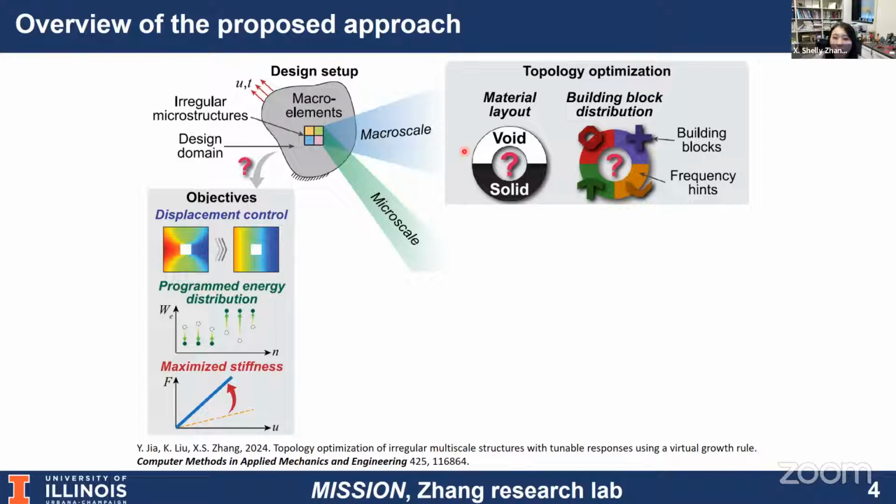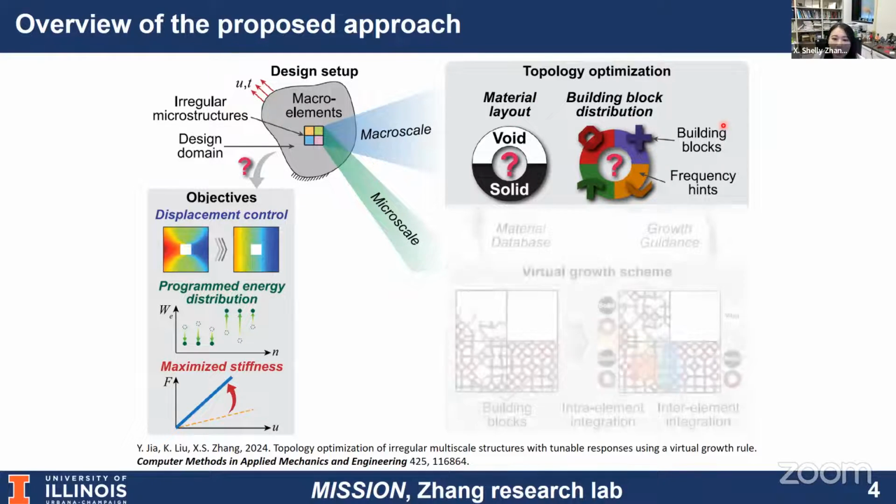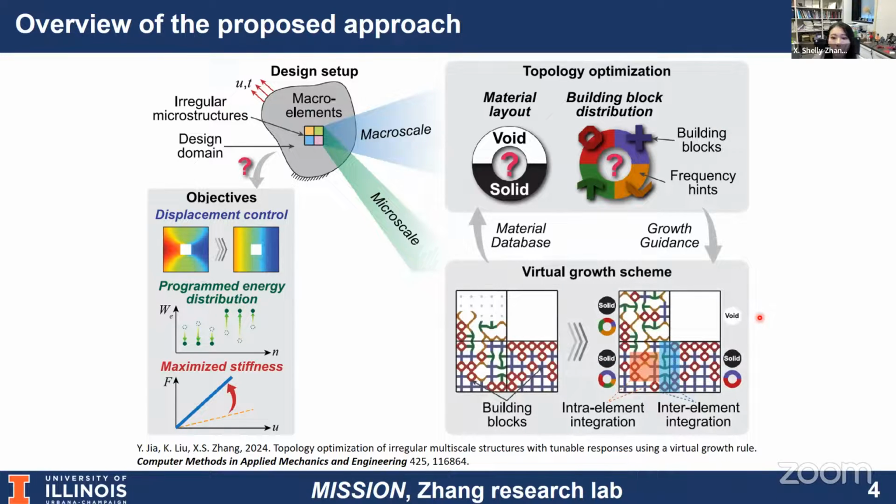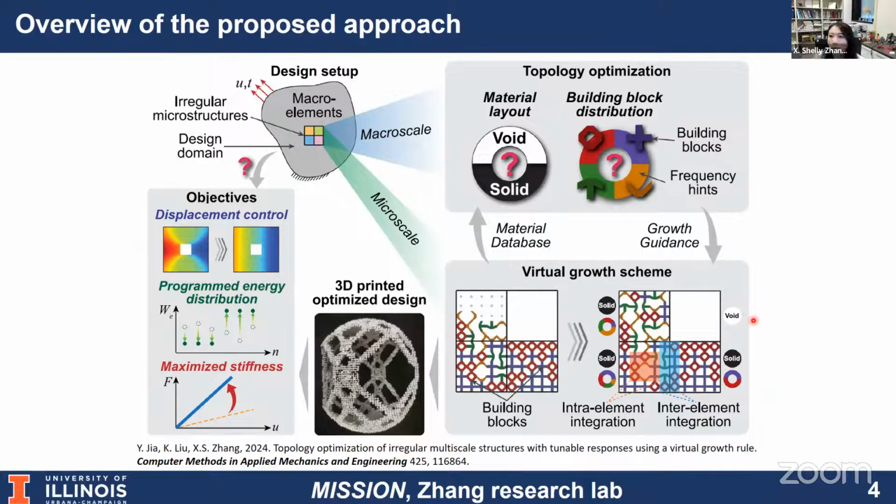We optimize both the topology with or without material, as well as the distribution of which building block we are going to select, by optimizing the frequency hints, or the probability of showing up. And then based on the optimized frequency hints and the density, we grow the microstructure and form this multi-scale structure based on the virtual growth algorithm. And finally, we can 3D print it, we can fabricate it and study it.